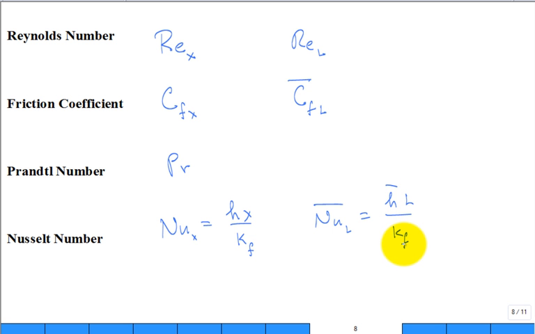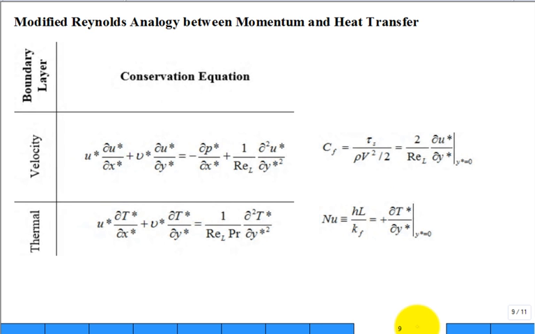So the game, it seems a little funny, but we're going to try to find relationships for the average Nusselt number and the average friction coefficient as a function of the parameters that drive those differential equations. So what drives it? The Reynolds number. And so what we look for is you just turn this equation around: C sub F times the Reynolds number divided by 2 is a function of the Reynolds number.